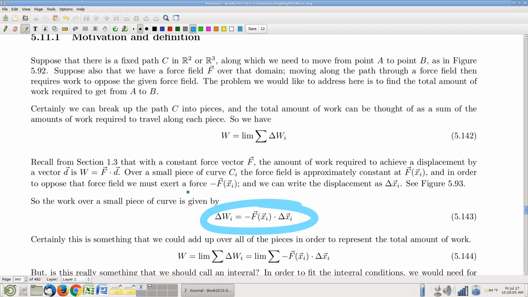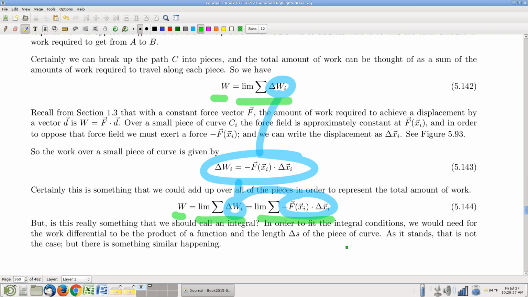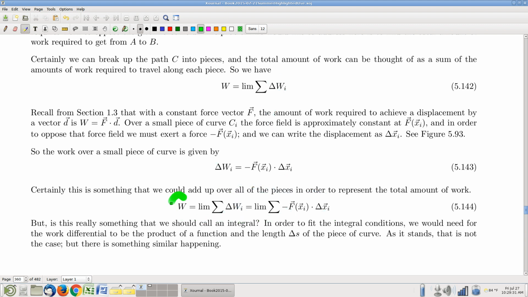Work is force dot displacement. The grand total amount of work is the sum of the little pieces of work. And now I'm just going to stick that in there. Work is the summation of those little pieces of force. And here we are with an expression. All together, we have that work is computed with that expression there.